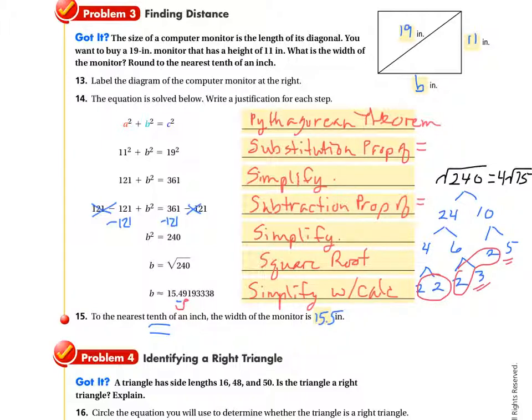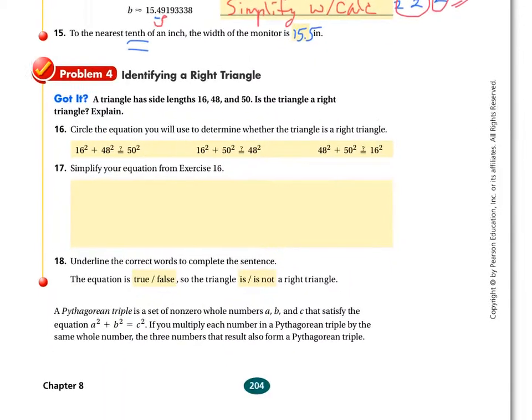If I ask for the exact answer, that's what I want. If I want an estimated answer, I'll tell you to round to so many decimal places. So just pay attention to the directions. And your book will sometimes do one versus the other. All right, any other questions on 3? Easy enough, right? All right, so look at 4.